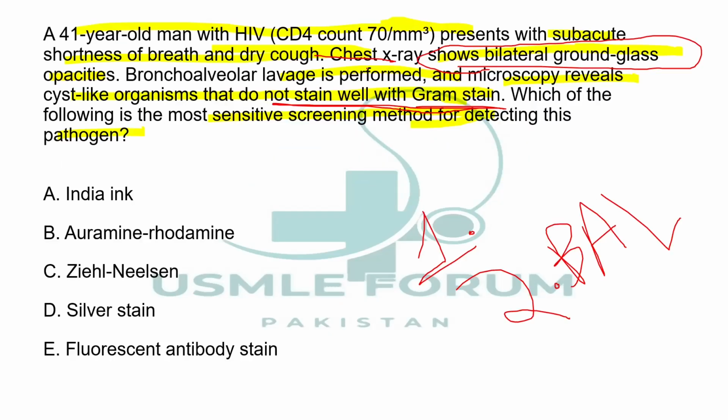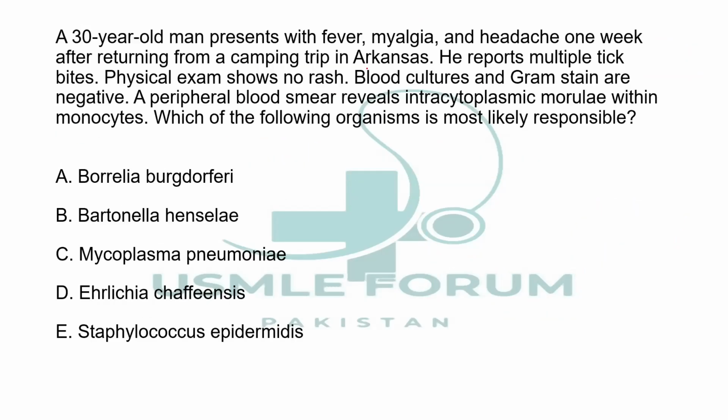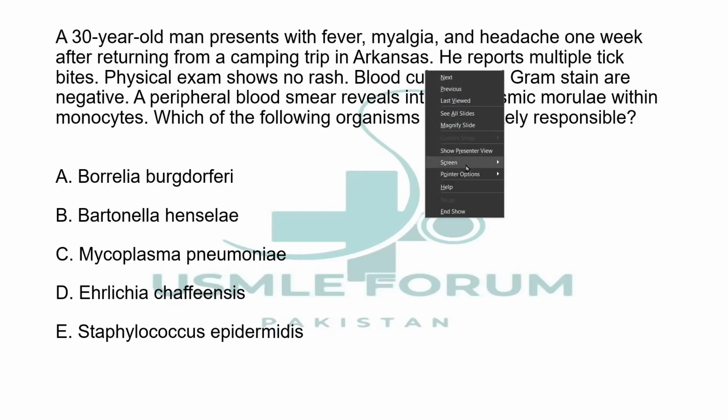This presentation is very important. This is how mostly pneumocystis cases will present. Either they will say bilateral ground glass opacities or interstitial opacities. Bilateral. All right.